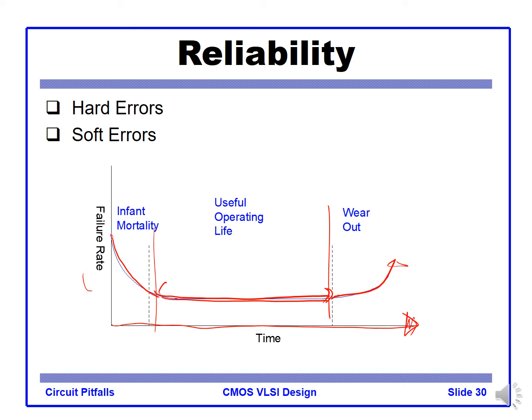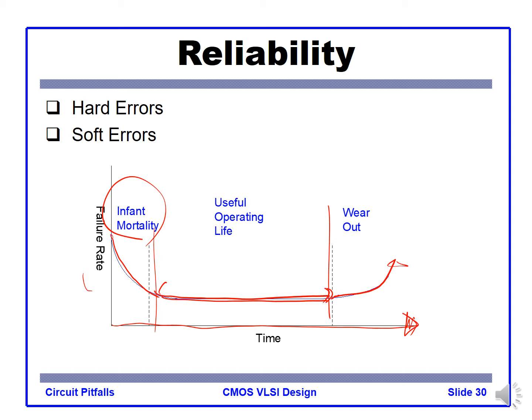The first, infant mortality, is when you first get the chip, it may quickly degrade. The failure rate becomes high, so we may screen it out during test processing. While we are testing your chips, we can sort out the failing chips.